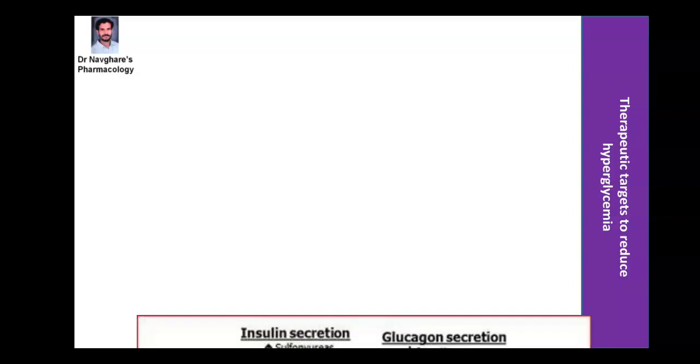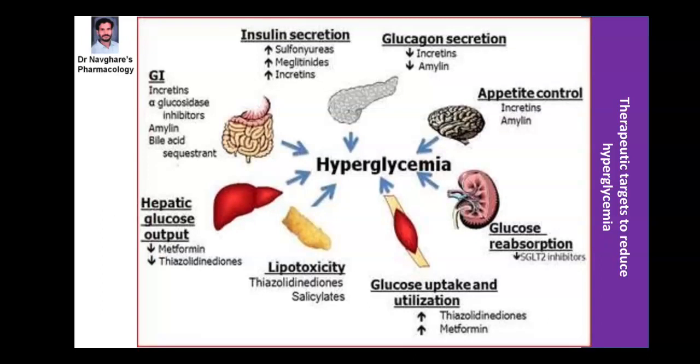So the question comes to mind after being aware about diabetes, how can one treat diabetes, what are the therapeutic targets to treat hyperglycemia or diabetes. So these are some therapeutic targets. First one is insulin secretion. So we have to increase insulin production. In this case, sulfonylureas, meglitinide, incretins are useful.